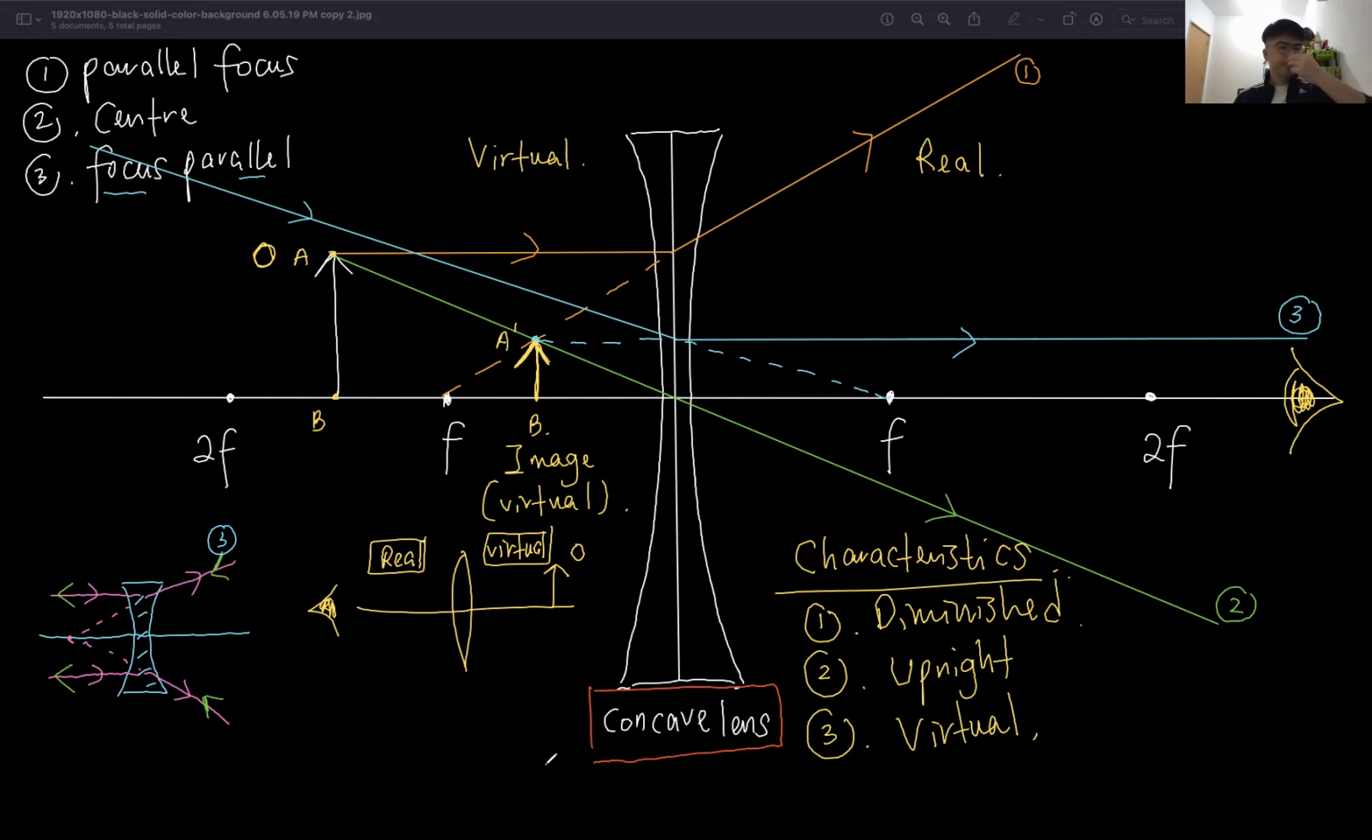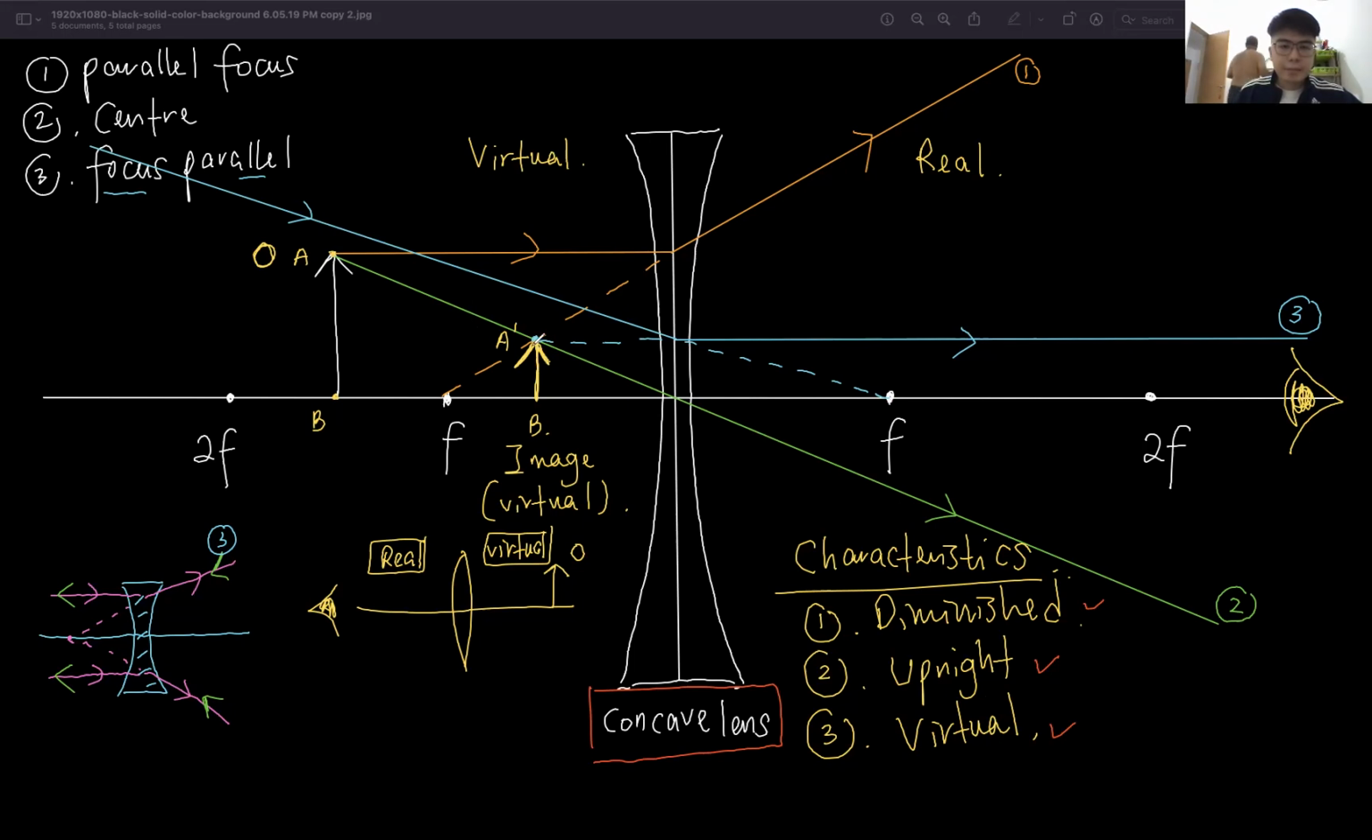You will find that no matter where you put your object, it can be u less than f, between f and 2f, or bigger than 2f, you'll find that they are always the same result, which means it is always diminished, always upright, always virtual. When you draw the ray diagram later, knowing is not enough. You have to be able to draw it and show it, because that's how you get the marks. It is true, 80% of the marks is from the ray diagram, yes. And in the exam also, and also from calculation.